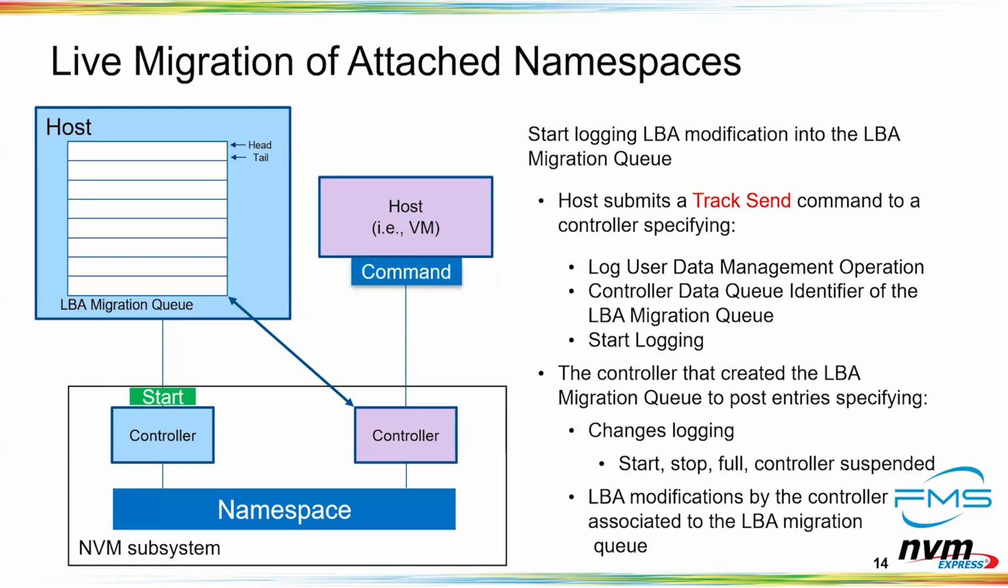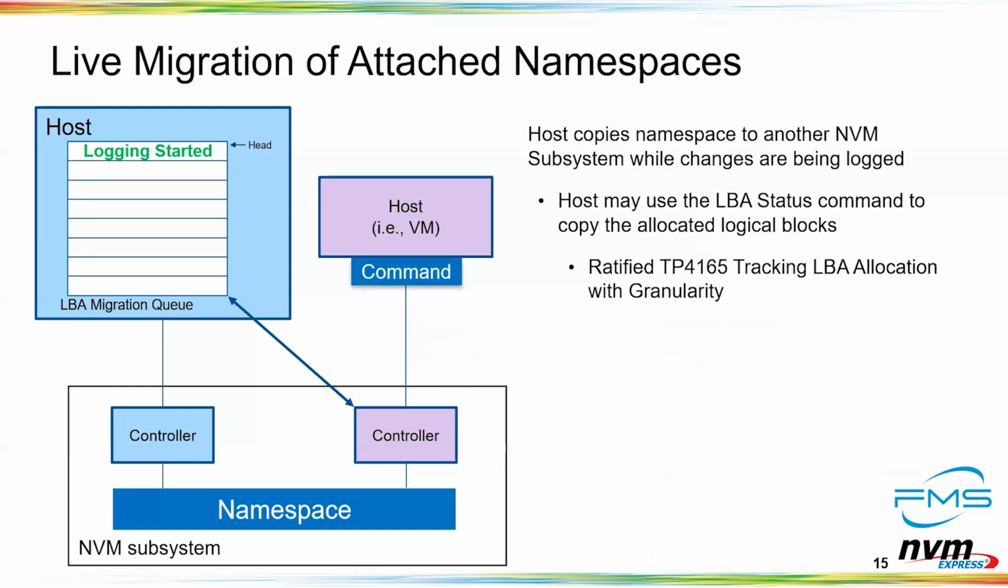And the first thing that's going to happen is an entry is going to come in that says start. And the start says, I've started logging. So what the host has now, either by the command completing on the start or the first entry in the queue, is that the host is going to know that logging has started. And once logging has started, you can actually use TP4159, which has been ratified earlier. This gives you the ability to go to that namespace and determine the static allocated LBAs. So that way, as you're copying the static view of the namespace from the source subsystem to the target subsystem, you only need to copy the allocated LBAs and not the whole namespaces.